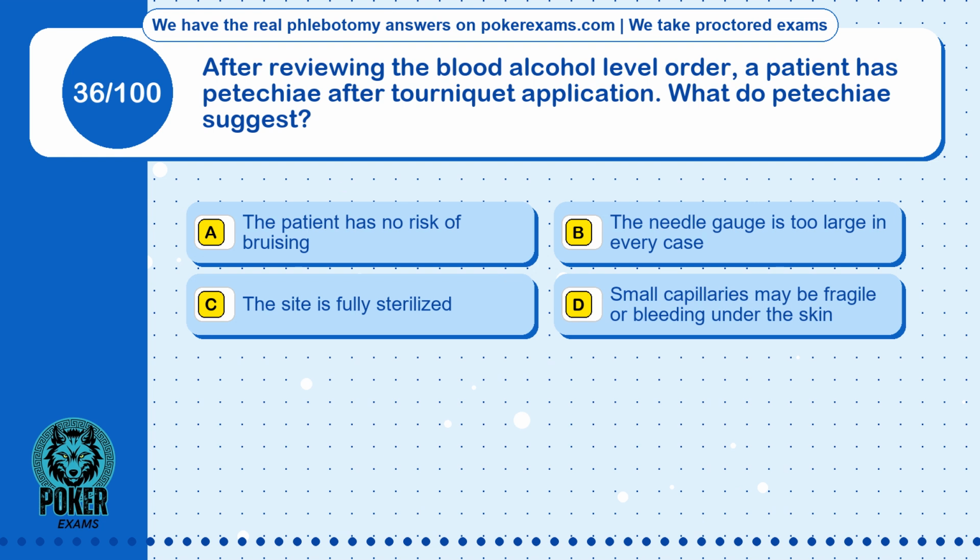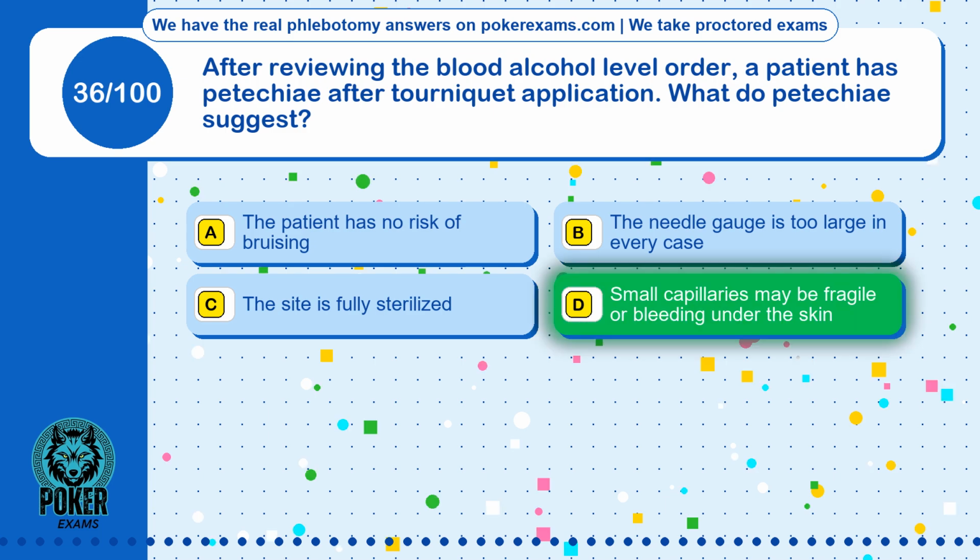Question 36. After reviewing the blood alcohol level order, a patient has petechiae after tourniquet application. What do petechiae suggest? Option A. The patient has no risk of bruising. Option B. The needle gauge is too large in every case. Option C. The site is fully sterilized. Option D. Small capillaries may be fragile or bleeding under the skin.